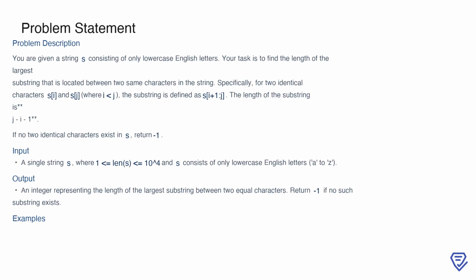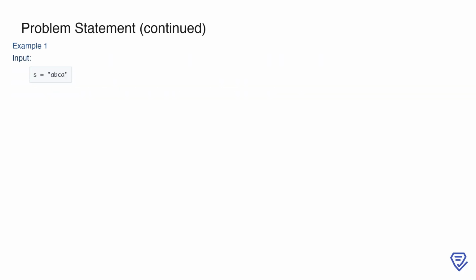If the string does not contain any repeated characters, the result should be -1. The input is a single string with a length between 1 and 10,000 characters, and the output is an integer representing the desired length or -1 if no such substring exists.